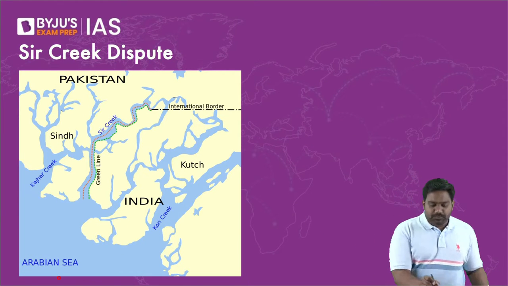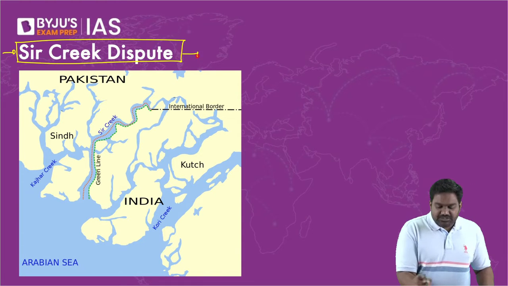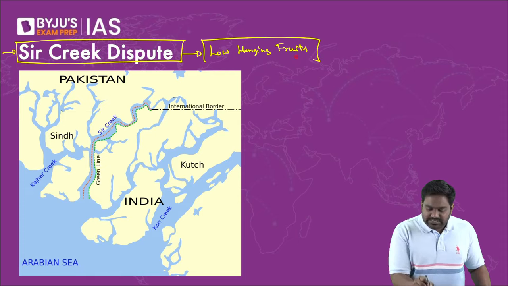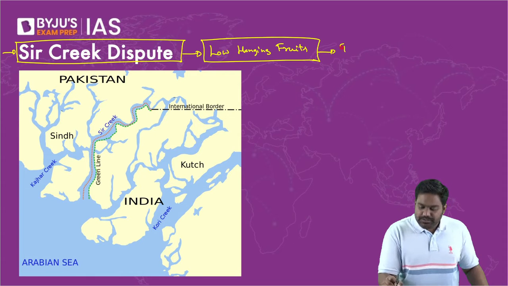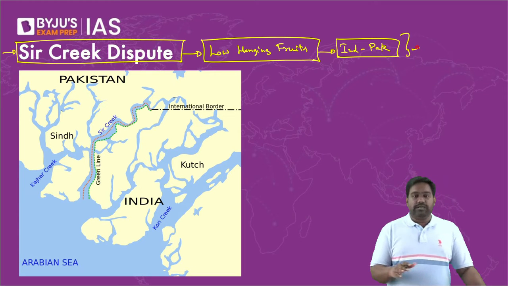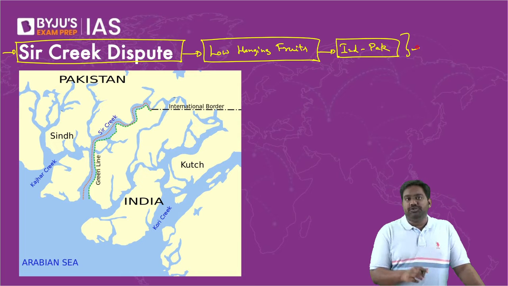The Sir Creek dispute is actually a very minor dispute. Strategic experts say that this is one of the low-hanging fruits in the relationship. It's believed that it's easier to work out a solution for this if Pakistan behaves like a mature country. It's easy to resolve the dispute and provide for betterment of relations because this is not a very complex issue.